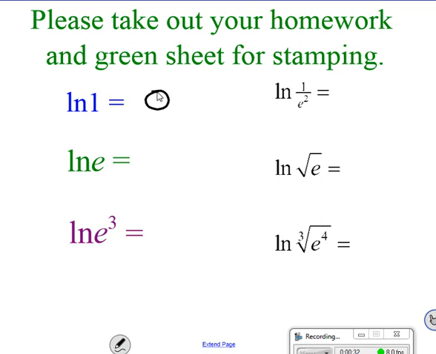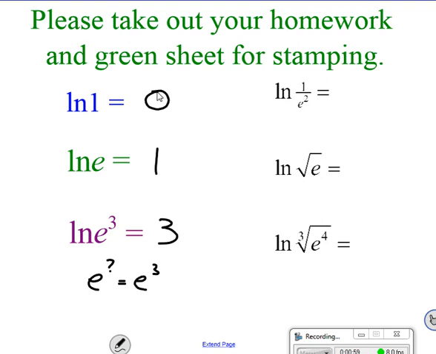If I think about ln of e, that's e to what power is e, that's going to be 1. The bottom, if I think of ln of e cubed, it's e to what power will get me e cubed, and the power will be 3. So if we keep going, you can pause the video, try the next 3.